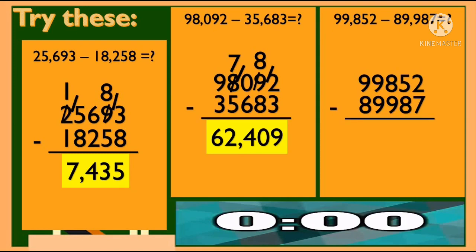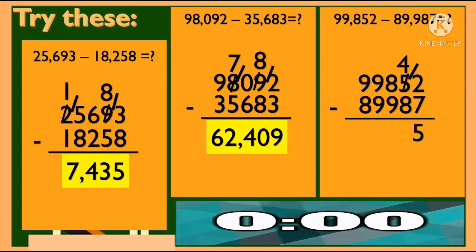I'll start with the ones place. 2 minus 7. 2 minus 7, can or cannot? Cannot, correct? Okay, so we need to borrow from 5, correct? So 5 will become 4, correct? And then 2 will become 12. Okay, so what is 12 minus 7? 12 minus 7, that is 5, alright?